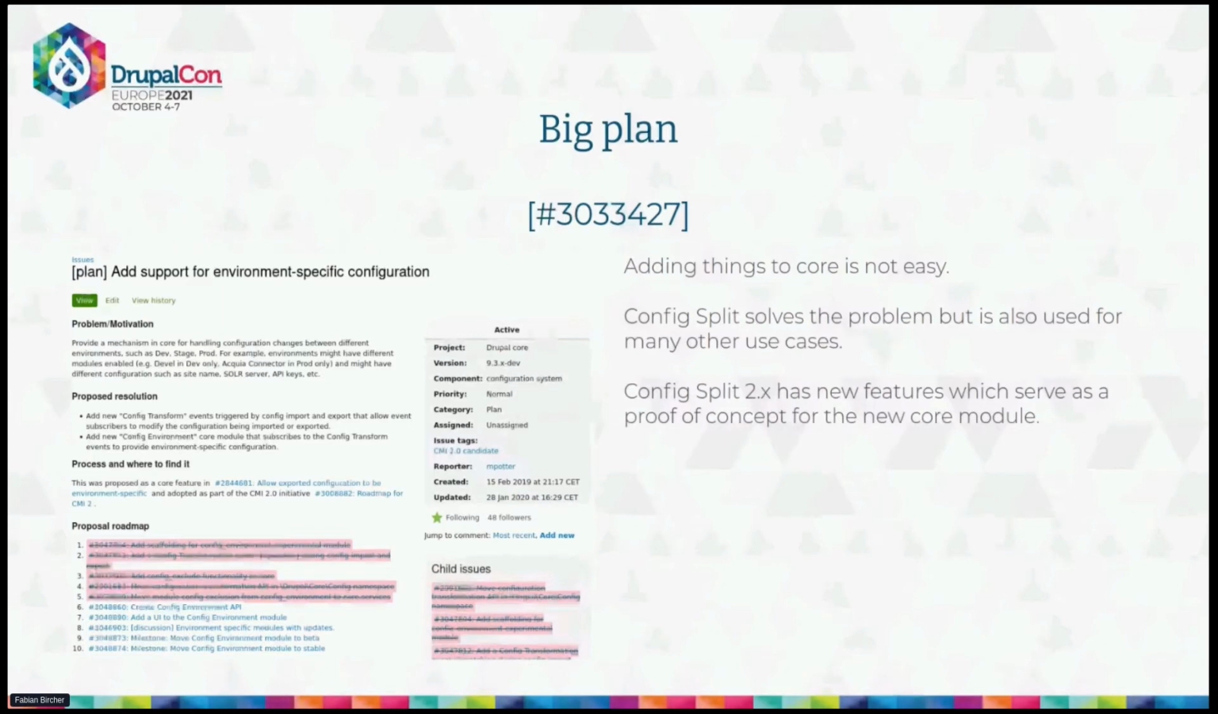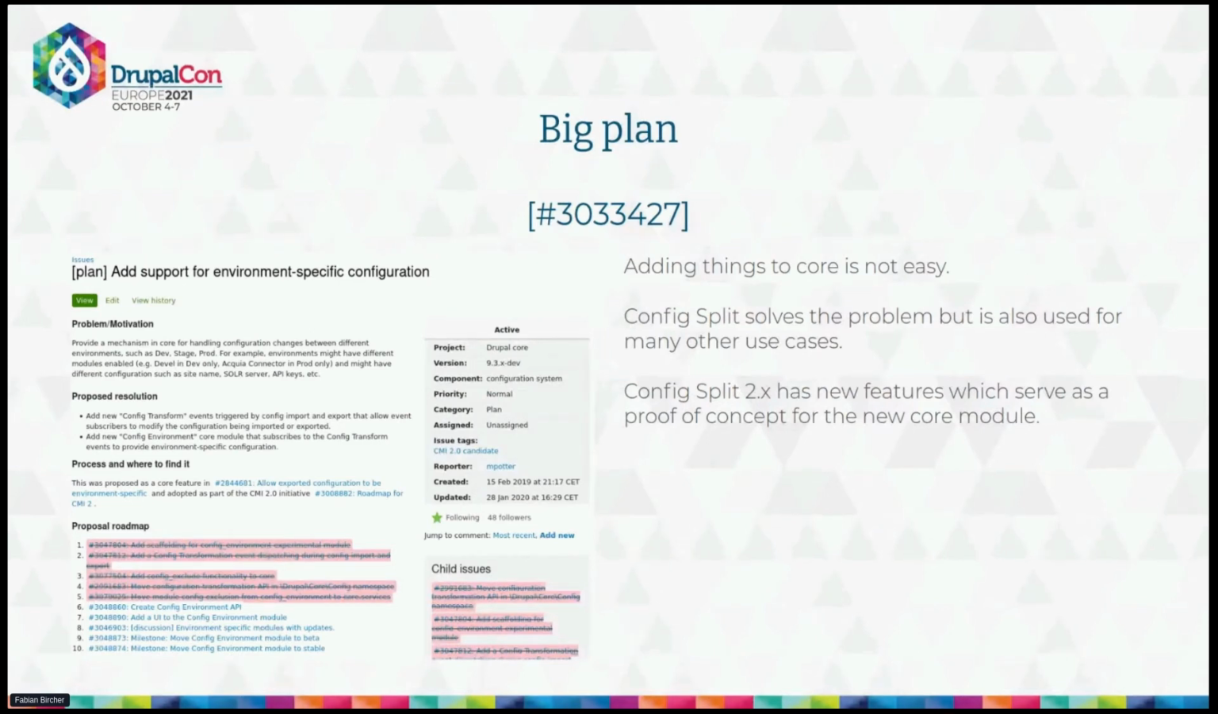And now there is this new module that we want to add that does configuration specific for different environments. But it's not very easy to add things to core, and this module suffers from the problem that we don't know exactly what it should do and how it should do it. To add something to core that's not really battle tested in real life scenarios is very hard. And config split solves this problem, but also is used for many other use cases.